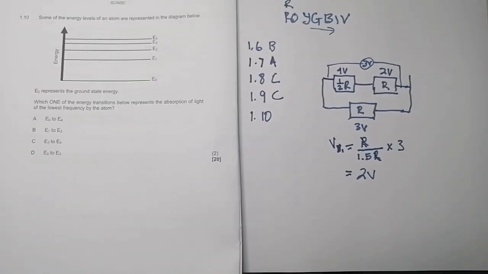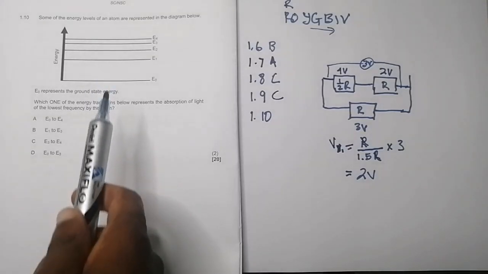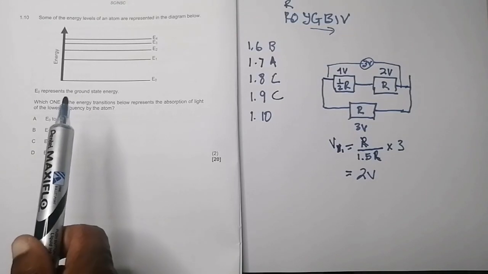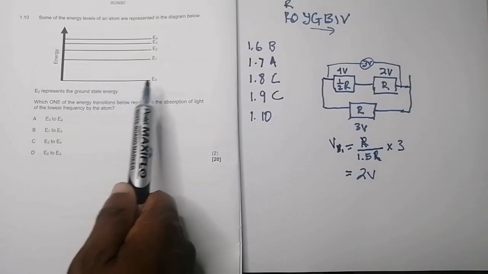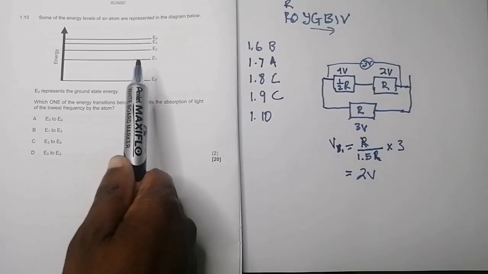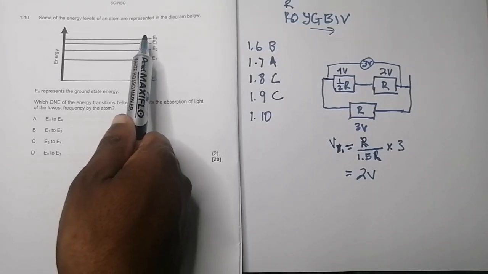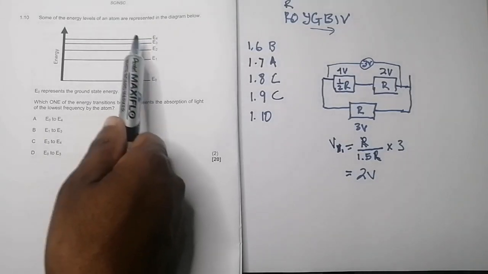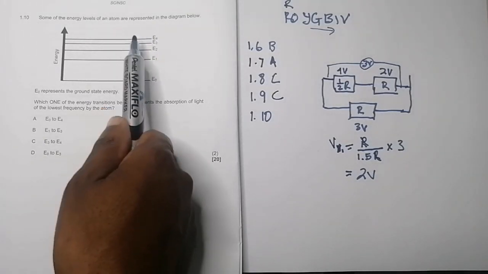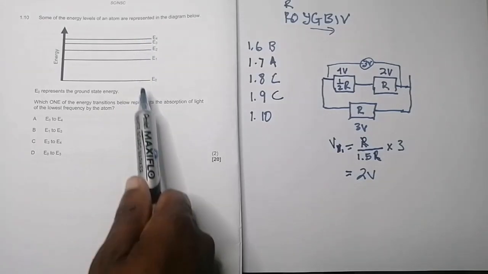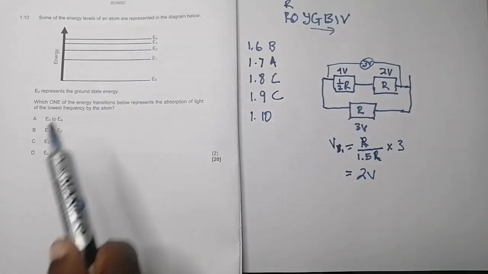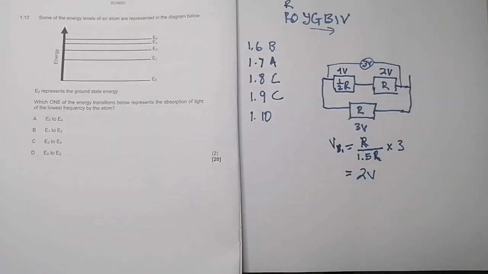Right, and the last question, it says some of the energy levels of an atom are represented in the diagram below. Now, just to explain this a little bit, because they're showing us the energy levels of an atom, I want you to please note that when you've got those energy levels moving from an excited state, and they drop to the ground state, it shows a loss in energy.